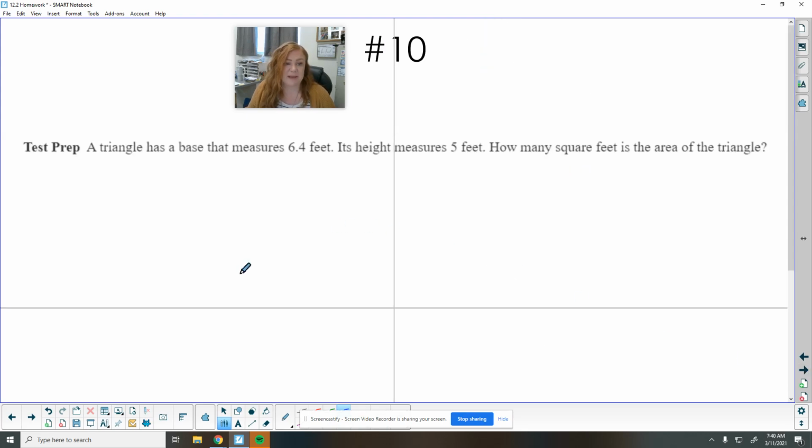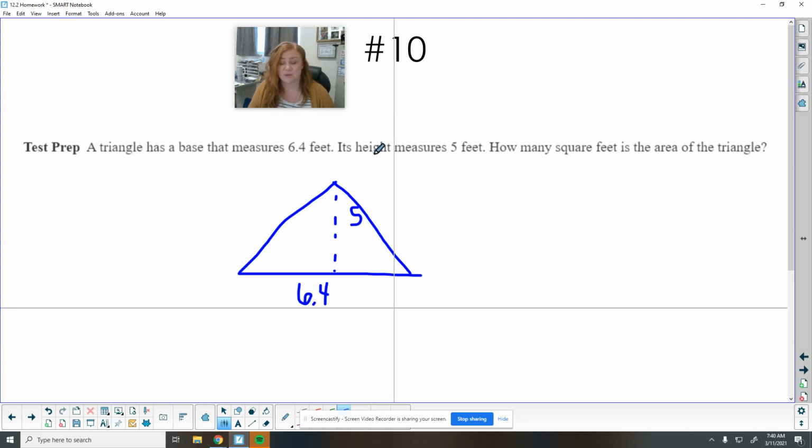Number 10 says the base of a triangle is 6.4 feet and the height is 5 feet. How many square feet is the area of the triangle? So when it gives you words, I like to draw out the picture so I can visualize what I'm working with. So we're going to do base times height, and then we'll divide it by 2.